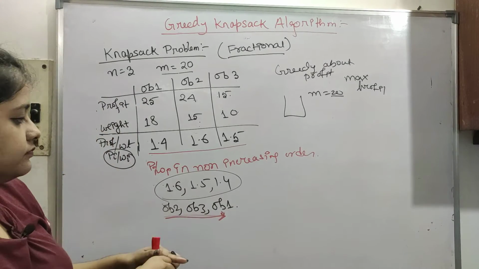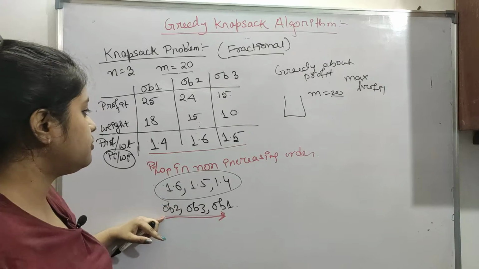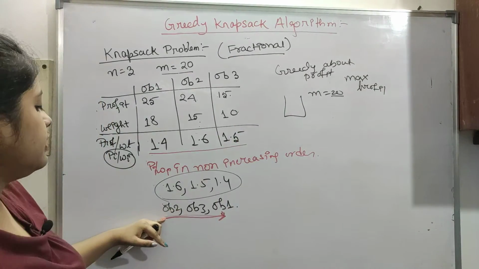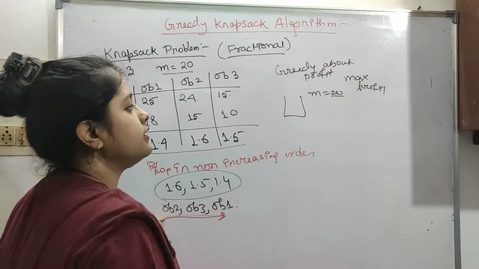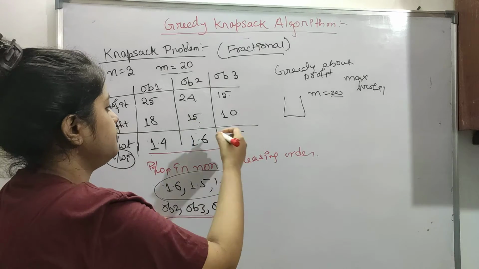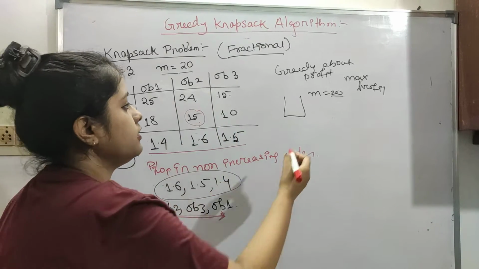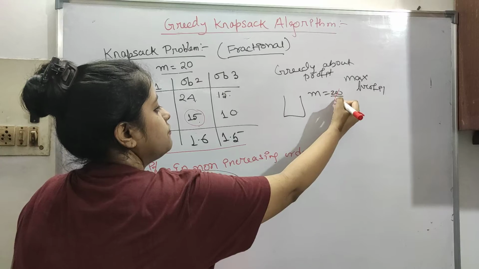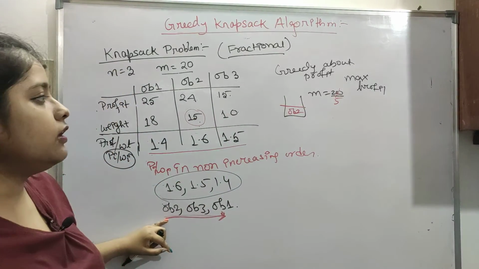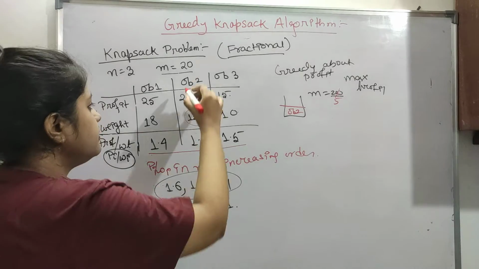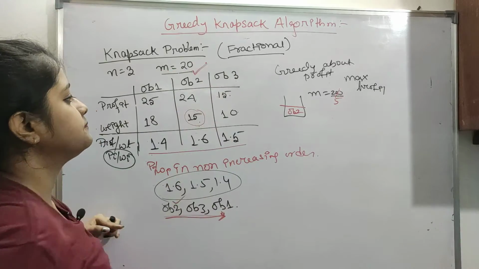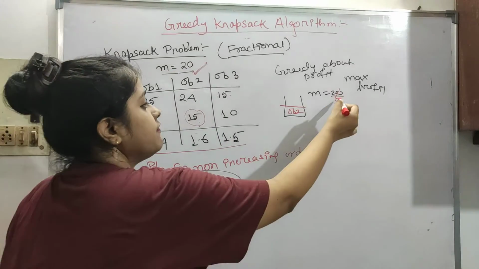First we have to take object 2, because that is the first in non-increasing order. So let's say object 2 is taken. The total capacity is 20, and object 2 has a weight of 15. So 15 is blocked and 5 is left. Please write object 2 here. This is taken, so let's put a tick here, like I used to do. Now 5 is left.